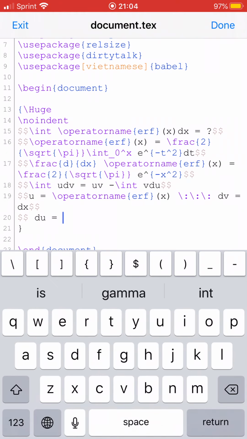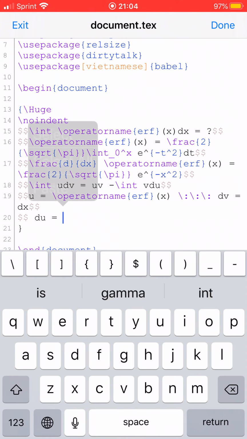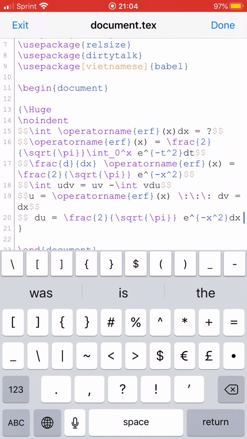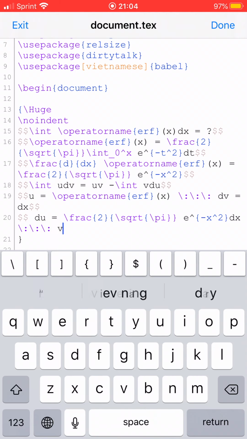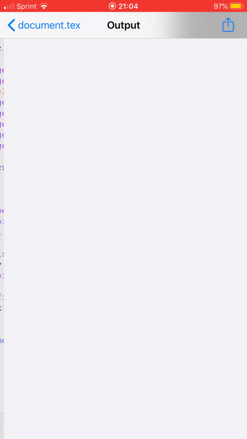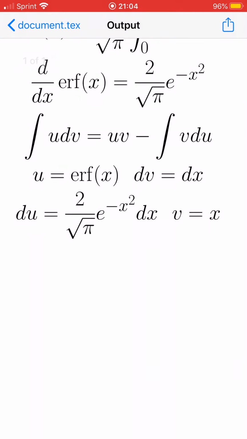du equals 2 over square root of pi times e to the negative x squared dx, and I'm gonna leave some space here, and v equals x, because dv equals dx, so you know the antiderivative of 1 is x, so v equals x. And here we go. Here are our u, dv, du, v. So now we just need to plug these into the integration by parts formula.